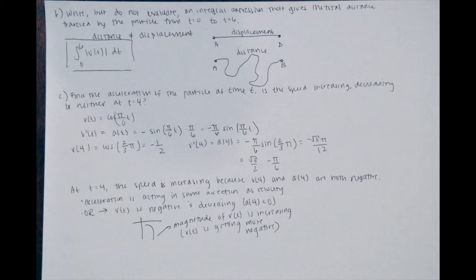If velocity were positive and acceleration were negative, this would mean that the positive velocity would be getting more negative. The positive velocity would be decreasing. But because they both have the same sign, we can say that the magnitude of the velocity is increasing, and that's the justification we give. We can also think about this graphically by saying that because v of t is negative and decreasing, because the second derivative is negative, if you look at that graph down there, then the magnitude of v of t is increasing. So the answer is that the speed is increasing at t equals 4 because v of 4 and a of 4 are both negative.